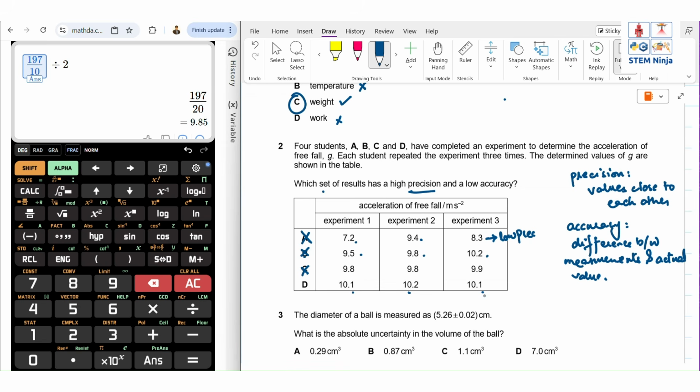10.1, 10.2, 10.1. Now these values are close to each other, but they're not accurate. They are far from the actual value. So D would be the right answer.